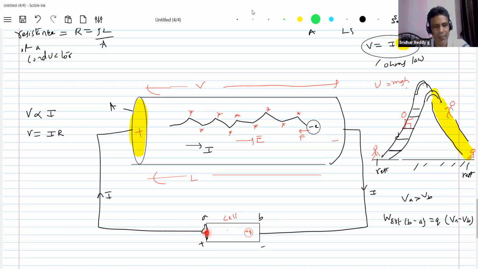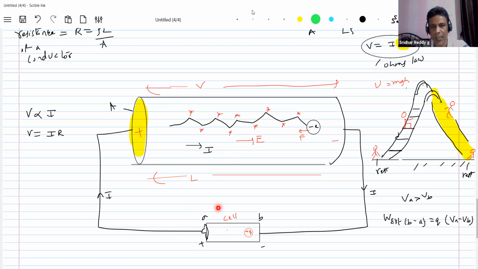Here the charge now has energy. With that energy, what will happen? It will cross over this conductor. What happens to the energy when it crosses through the conductor? It will be lost in the form of heat due to inelastic collision. Once energy becomes zero, it will be attracted by the negative terminal. So like that, continuously the cell will supply energy, and continuously the conductor will consume energy, will dissipate it.